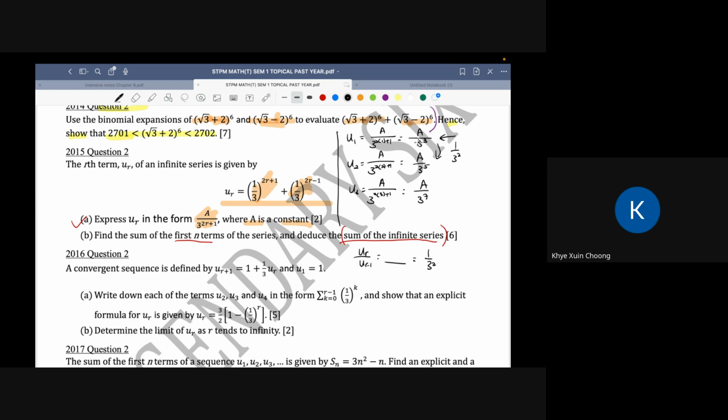Okay, you have the first term, you have the common ratio, you can use the formula for geometric series to find the sum of the first n terms. Then, of course, if you have the sum of the first n terms, over here it says deduce. Deduce means it doesn't want you to directly apply the formula for sum to infinity. So how to deduce? If you have the sum of the first n terms, you want to find the sum to infinity, which is actually the limit as n tends to infinity of the sum of n terms. Okay, you can get the sum to infinity.